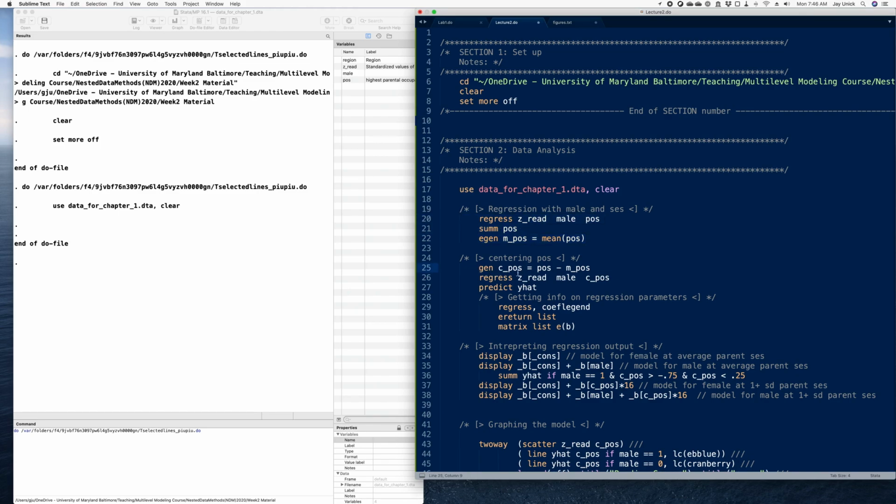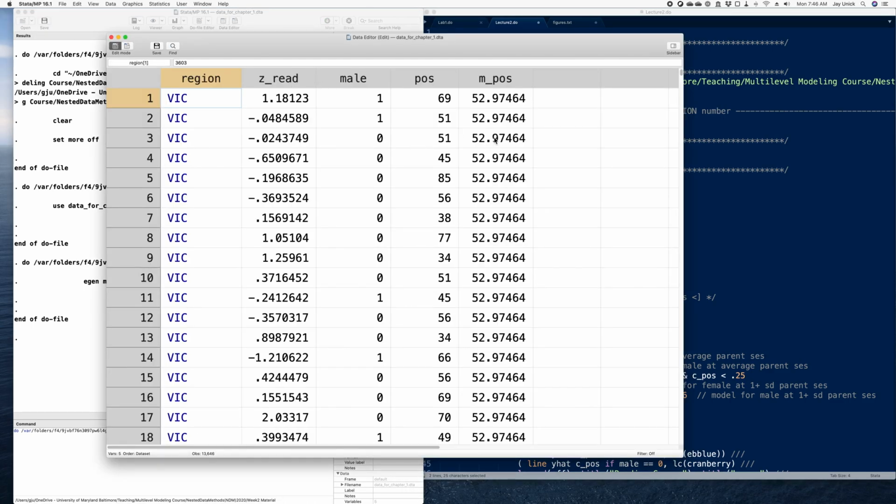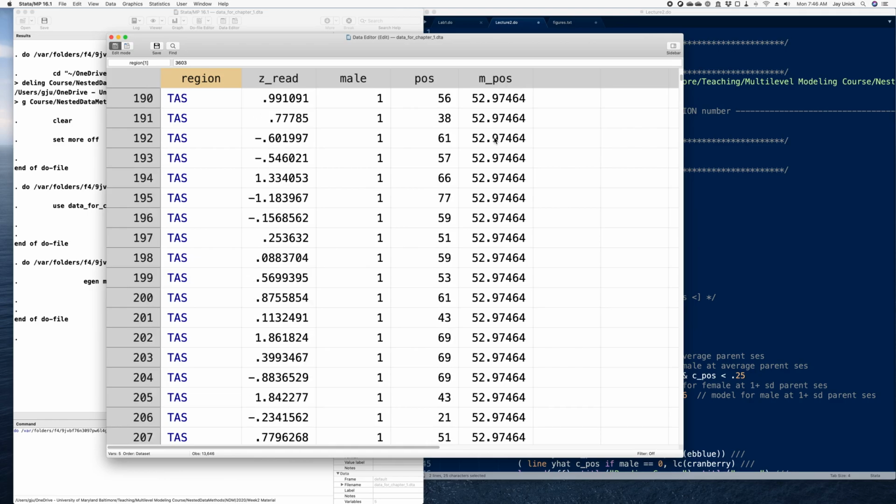So to center it, all I do is create a variable called mean POS, and that variable is just the mean. It's the same all the way down, right?